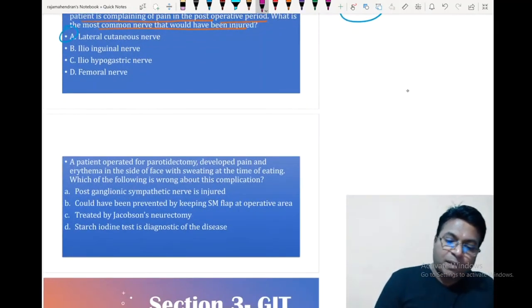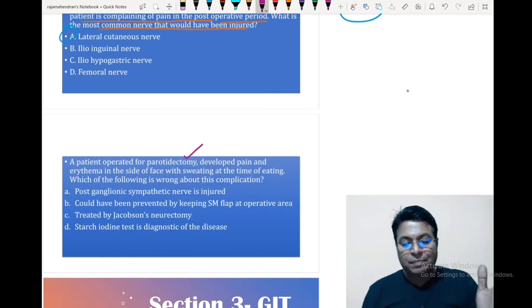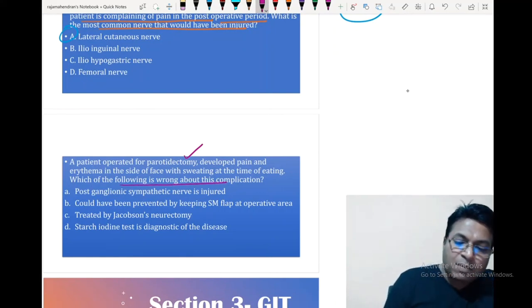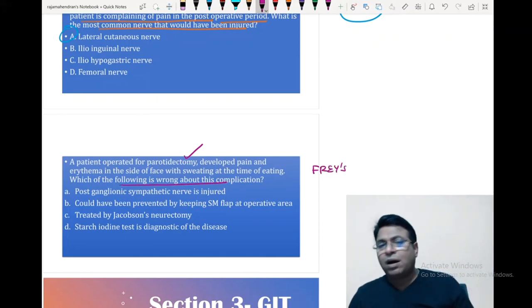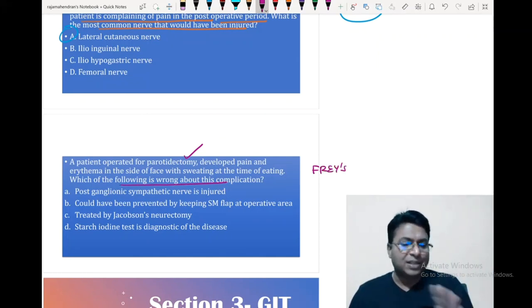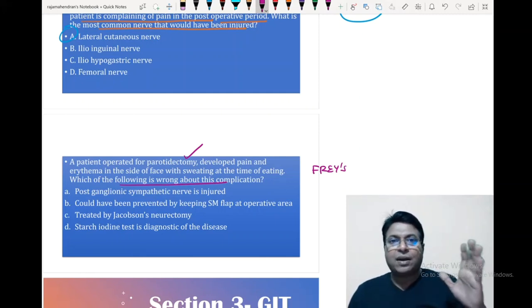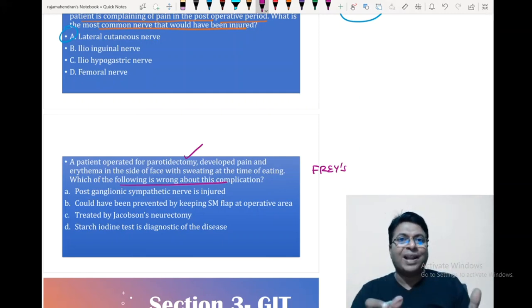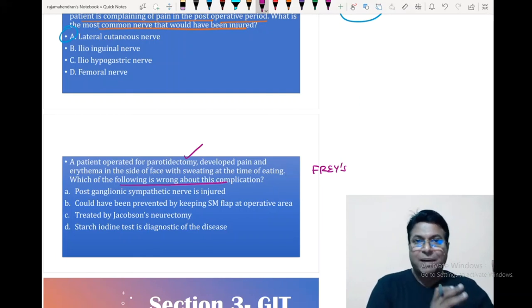A patient operated for parotidectomy developed pain and erythema in the side of face with sweating at the time of eating. Which of the following is wrong about this Frey syndrome? Simple question. They have converted all the one-liner questions into clinical questions, that's all. Don't get scared of clinical questions. They are nothing but simple one-liners asked in the past 2 years or past 10 years.